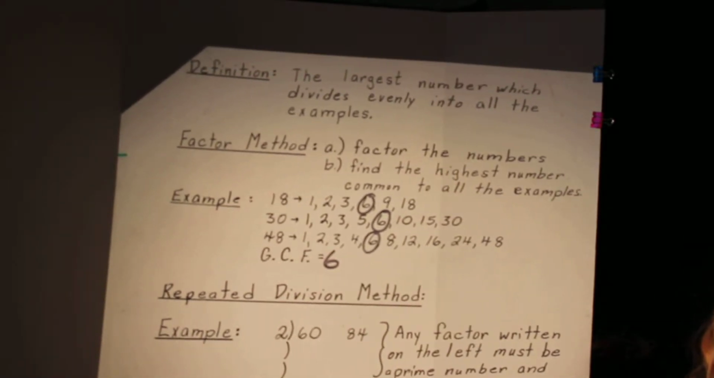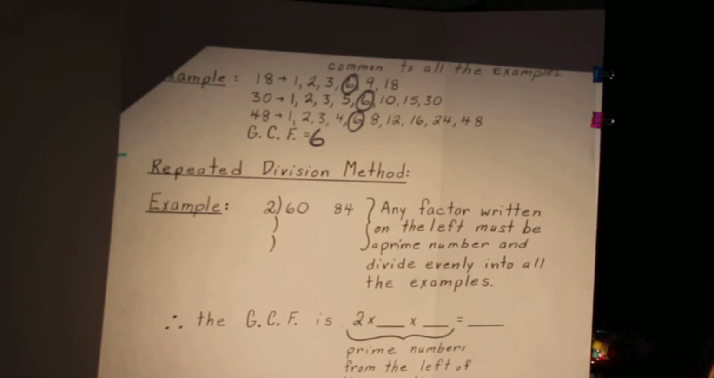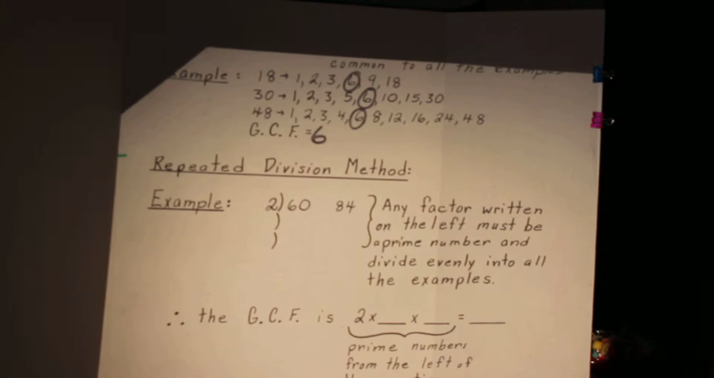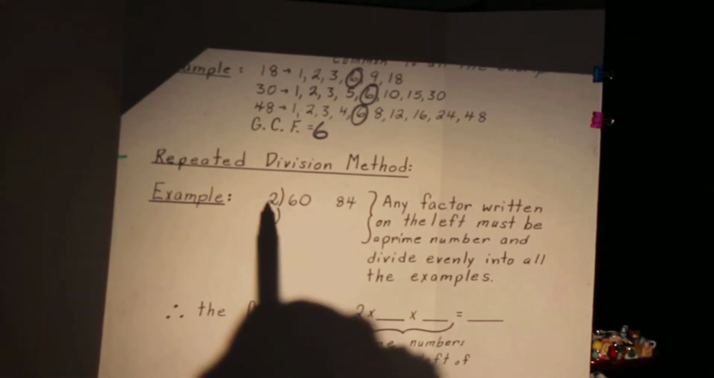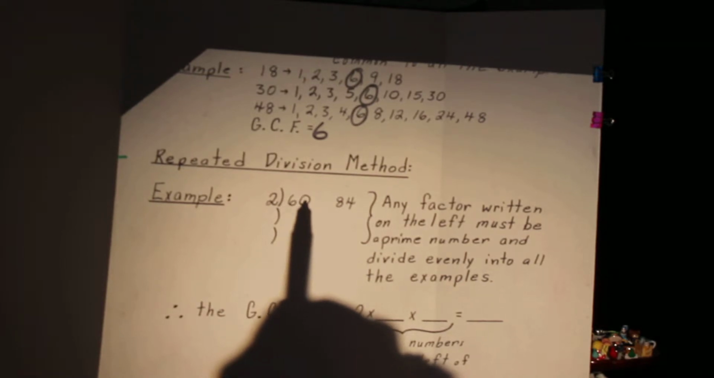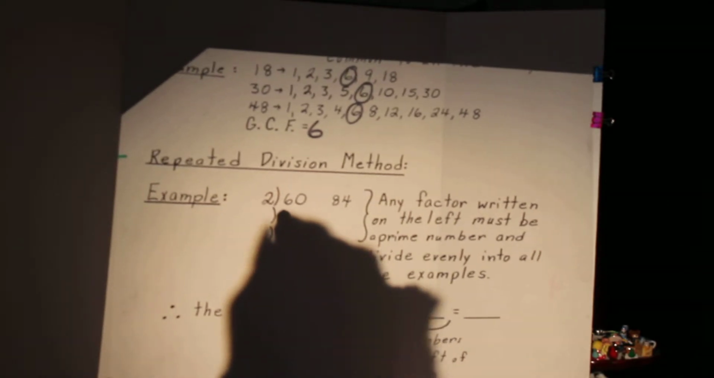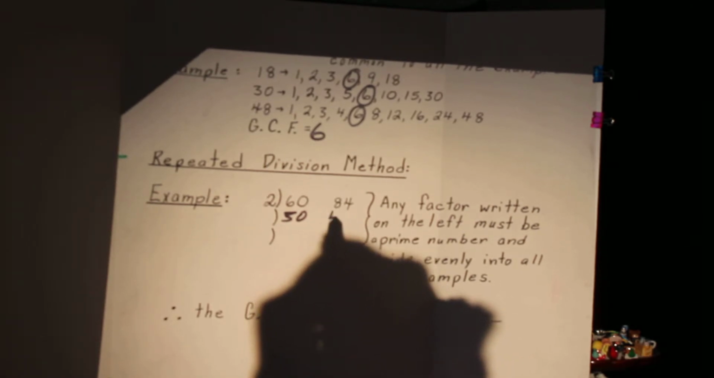Now let's do the repeated division method. Less used, a little more confusing, but the repeated division method, which we covered in another lesson when we were doing factoring. All the numbers to the left of the bracket here all have to be prime numbers. And you keep writing until you can't get any more examples where a number will fit evenly into the others. So 2 into 60, you'll have 30. 2 into 84, you're going to have 42.